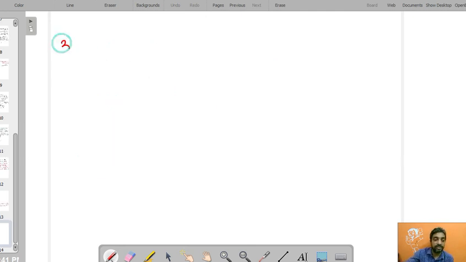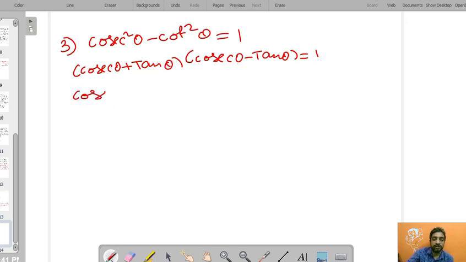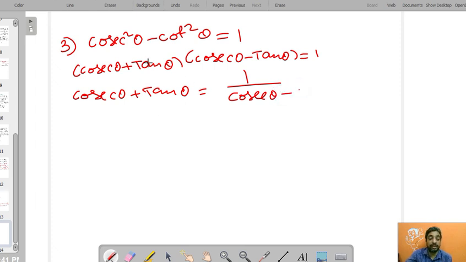In the same way, for the third one also it is like this. The third identity is cosecant square theta minus cot square theta is equal to 1. Same a square minus b square, so a plus b into a minus b. Cosecant theta plus tan theta into cosecant theta minus tan theta is equal to 1. Now send one term to that side. It means cosecant theta plus tan theta is equal to what, children? Exactly, 1 by cosecant minus cot. Oh sorry, I have written tan here, it's cot.